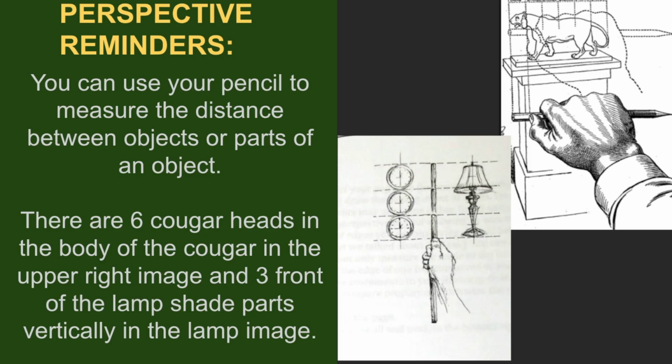We had talked about measuring different things. Measuring in the still life is still important, so you want to take one object and measure it against the others. If we use that cougar head in the upper right again, we're taking the cougar head and measuring it with how long the cougar body is, and you can notice there are 6 cougar heads in the length from the very tip of the cougar's nose to the end of the cougar's tail. There are 6 head lengths in that particular item.